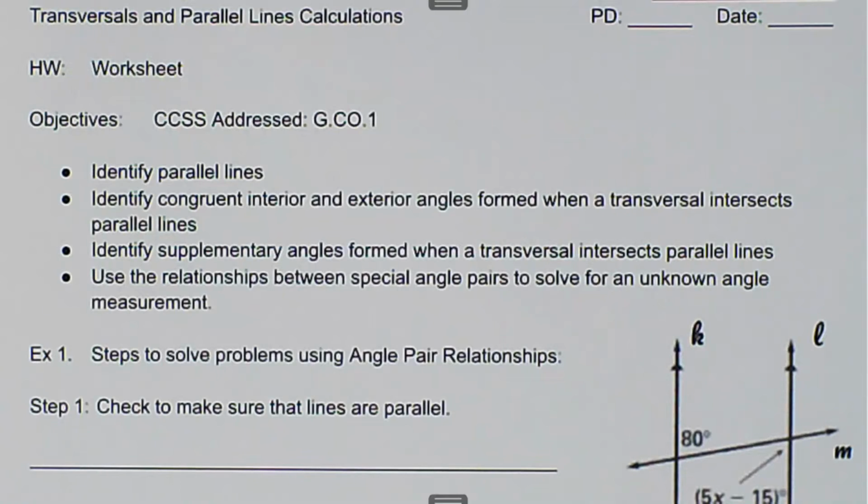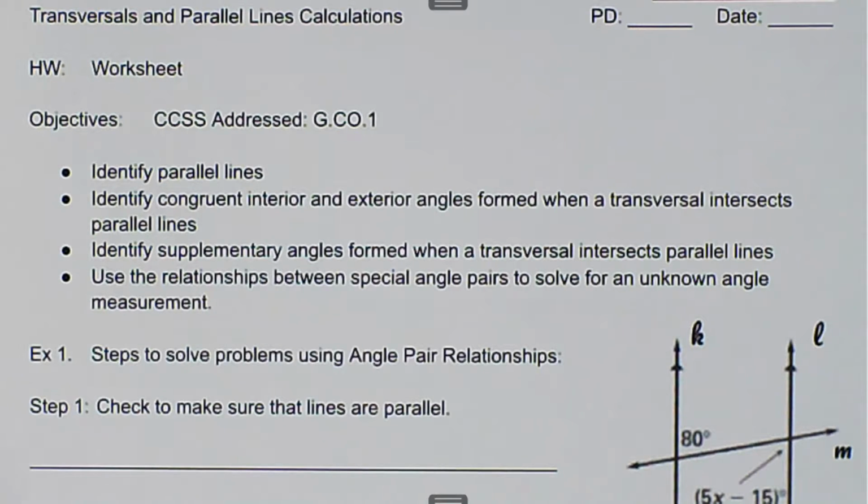We were talking about transversals with parallel lines and calculations. First of all, we want to identify if lines are parallel. Then we want to identify congruent interior and exterior angles formed when the transversal intersects parallel lines. Then we want to identify supplementary angles formed when a transversal intersects parallel lines. We want to use the relationships between the special angle pairs to solve for unknown angle measures.